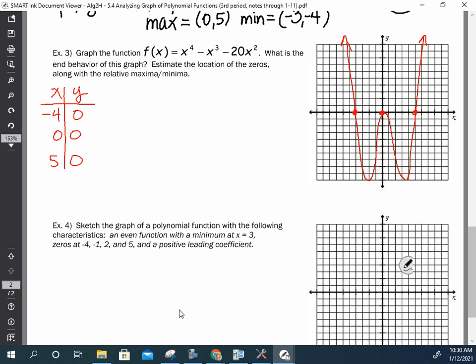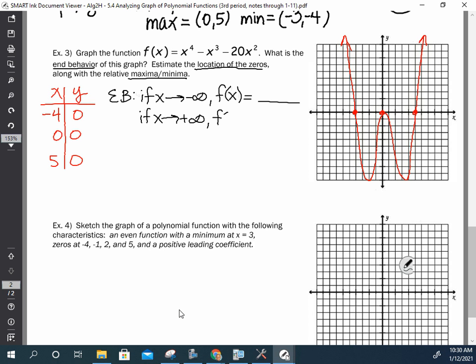All right, so let's go ahead and find the other things they asked for: end behavior, location of the zeros, relative maxima or minima, based off of what we can tell from that graph. So end behavior, remember, is if x goes to negative infinity, what is f of x doing? And if x goes to positive infinity, what is f of x doing? So what goes into the two blanks?